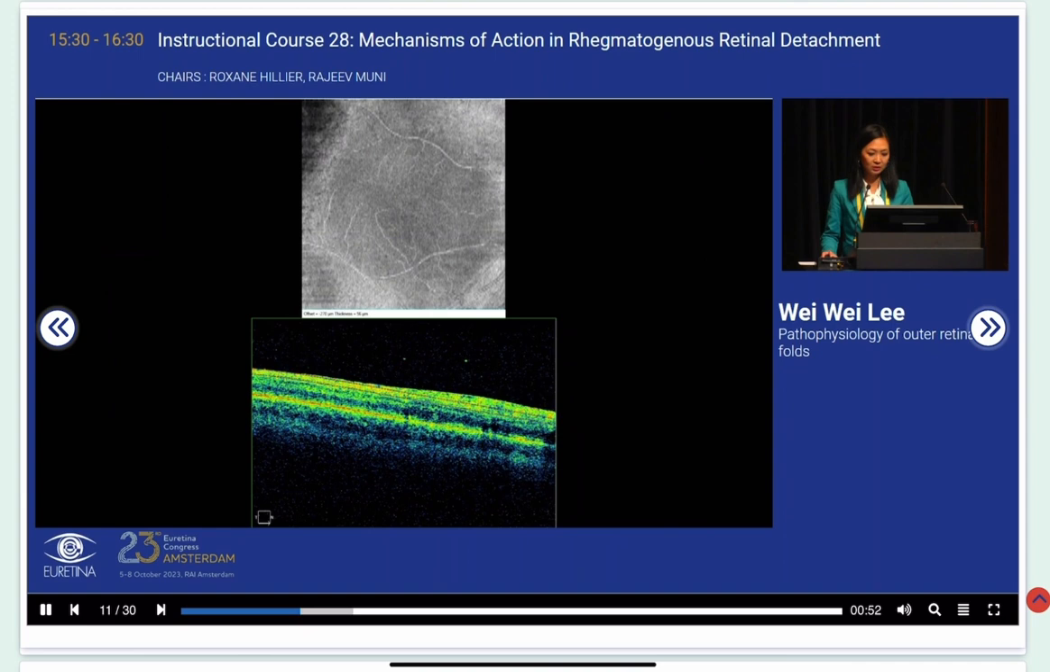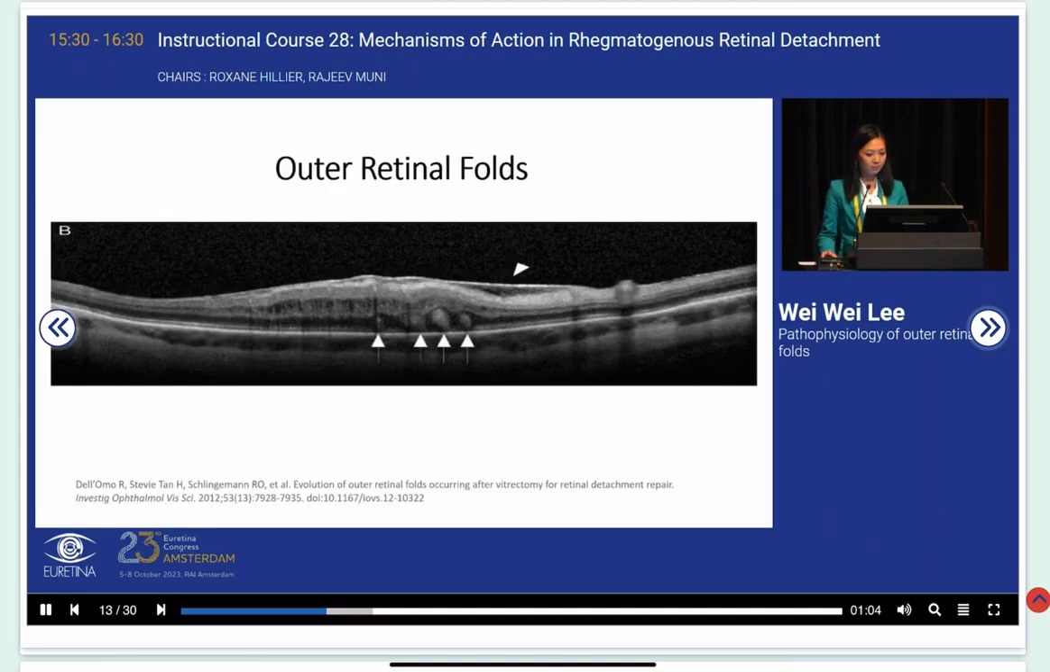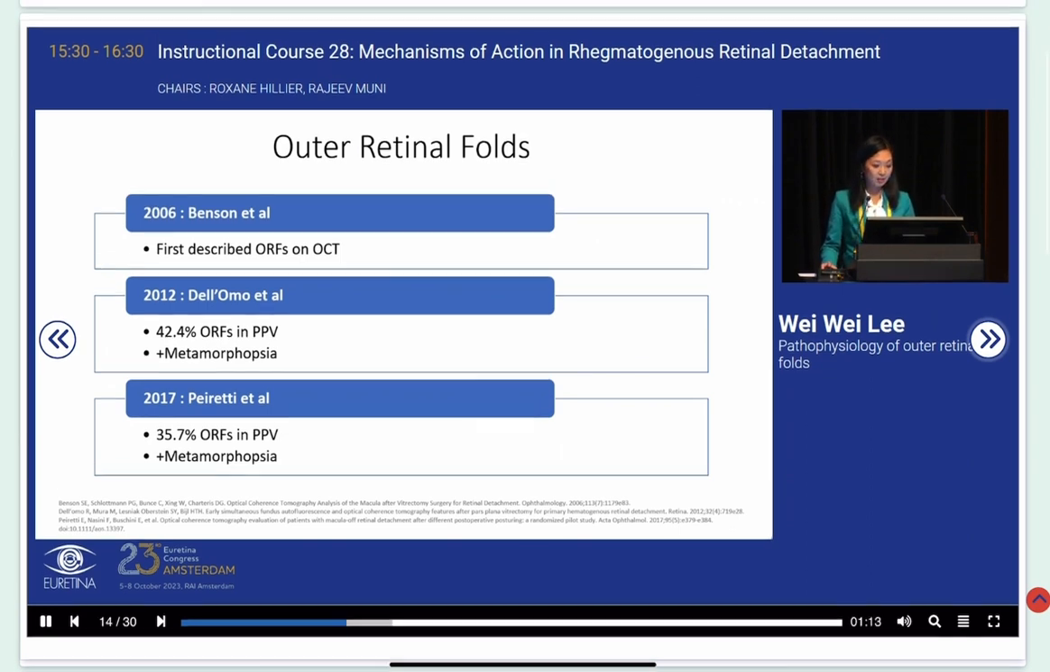But as we take a closer look at the en-face and cross-sectional OCT scans, we found that there was the presence of a hyperreflective curvilinear line, and this corresponded with the protrusions seen on the cross-sectional scans. So these are outer retinal folds. Outer retinal folds were first described by Benson et al. in 2006. Subsequently, Delamo and Peretti demonstrated that the incidence of outer retinal folds was fairly high after vitrectomy, and that they were associated with worse functional outcome.